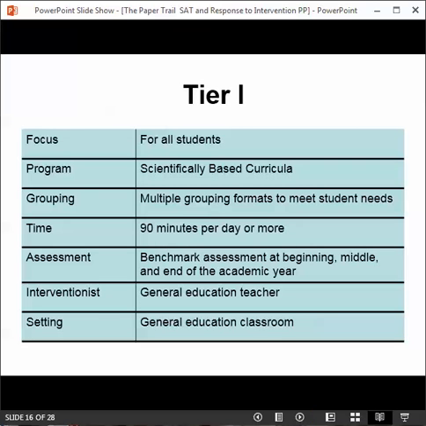So Tier 1 is for all students. It's scientifically based curriculum. It's the curriculum, you use curriculum-based information. You could group them, multiple grouping formats to meet students' needs if you needed to. And usually the time period in a class is 90 minutes a day. It's benchmark assessed because there's benchmarks in classrooms and you assess the student at the beginning, middle, and end of the academic year to see how they're progressing. Usually it's the general ed teacher who does it, and it's usually in the general ed setting that those are happening.